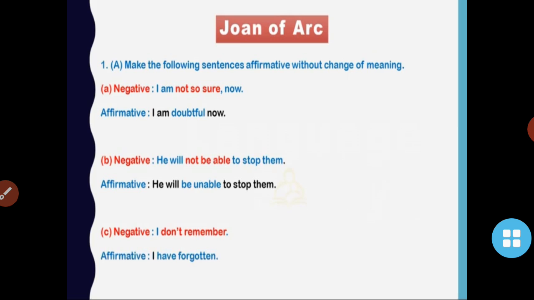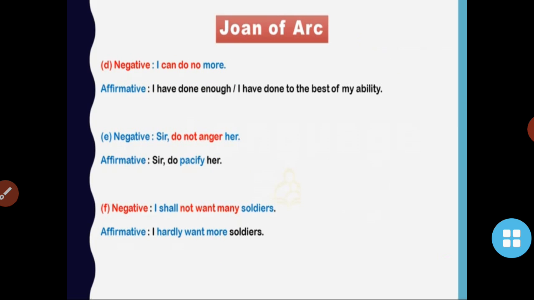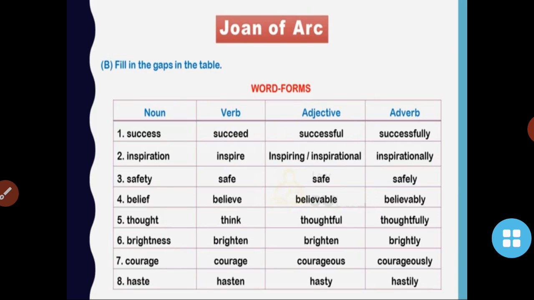Here, make the following sentences affirmative without changing the meaning. A, negative: I am not sure now. Affirmative: I am doubtful now. B, negative: he will not be able to stop them. Affirmative: he will be unable to stop them. So we have to make affirmative and negative sentences. Our answers are already given, D, E, F, all the answers are given.